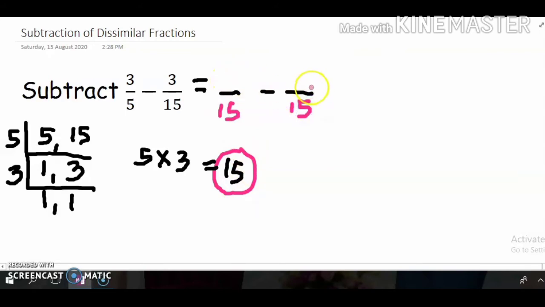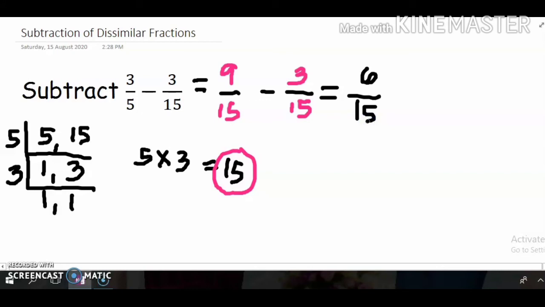Then, to get the new numerator, divide 15 divided by 5, then multiply by 3. So, 15 divided mo sa 5 is 3 times 3. So, the answer is 9. The next 15 divided by 15 is 1 times 3. So, the answer is 3. Then, proceed on subtracting similar fraction. So, just subtract the numerator. 9 minus 3 is 6. And copy the same denominator.